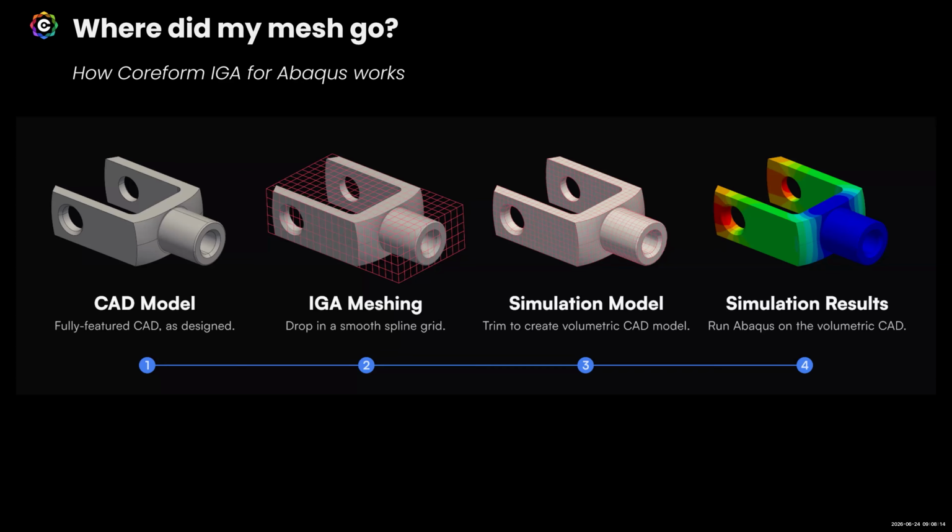But then that trim mesh on picture 3 here, that is where we solve the physics. That is our discretized model. And then we can run our simulations directly on that to get our results on that volumetric CAD.